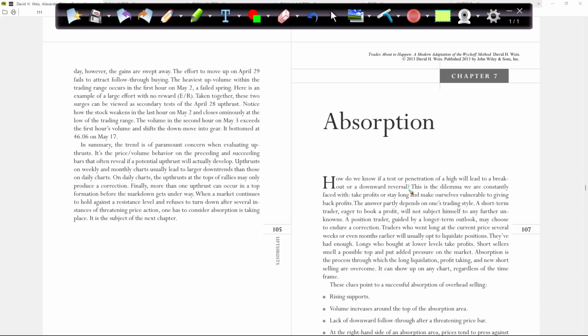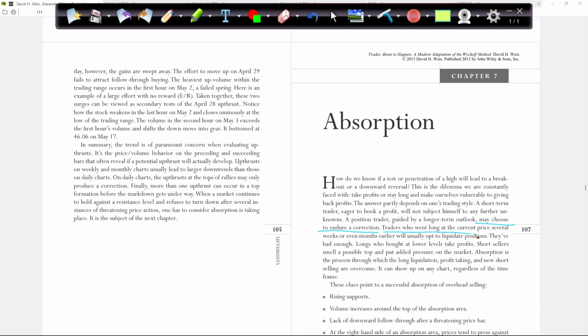Absorption. How do we know if a test or penetration of a high will lead to a breakout or a downward reversal? This is the dilemma we are constantly faced with. Take profits or stay long and make ourselves vulnerable to giving back profits. The answer partly depends on one's trading style. A short-term trader eager to book a profit will not subject himself to any further unknown. A position trader guided by a longer term outlook may choose to endure a correction.